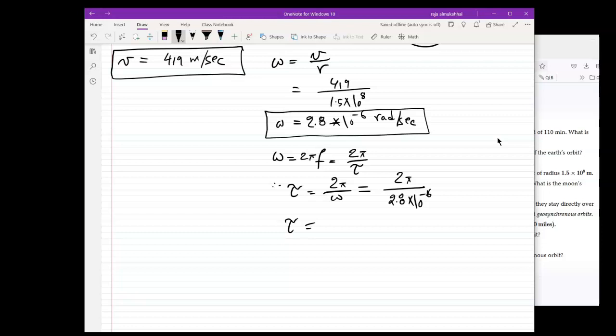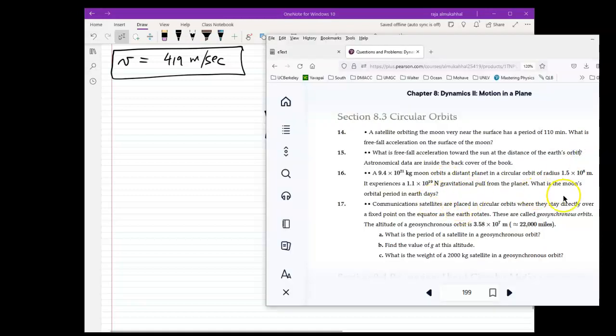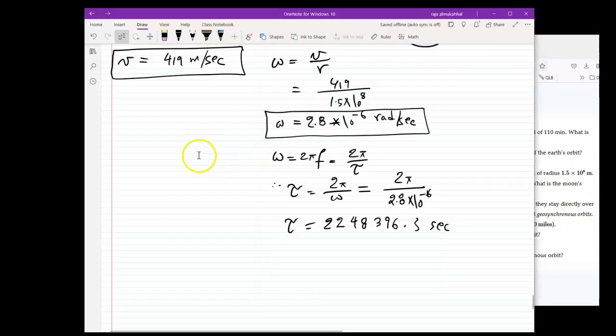I get this big number, 2248396.3 seconds. All right, doesn't look like a pretty number. He says, what does he say? What's the moon's orbital period in Earth days? All right, so here is the ugly number. This looks like a credit card number in seconds, which is something we cannot read very well.